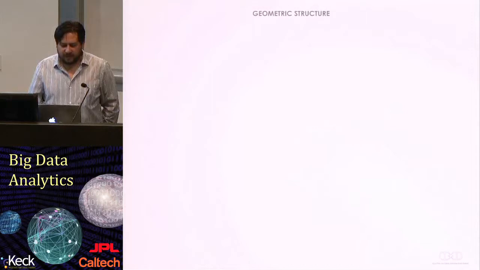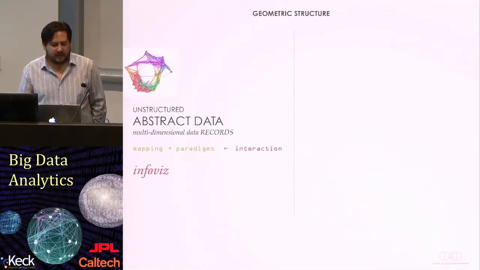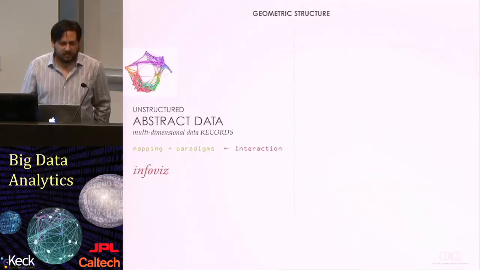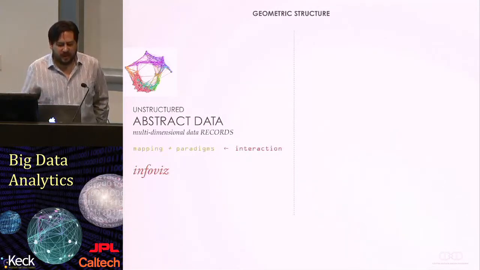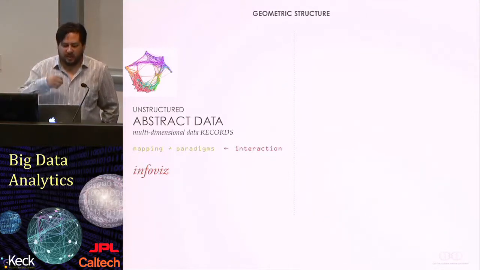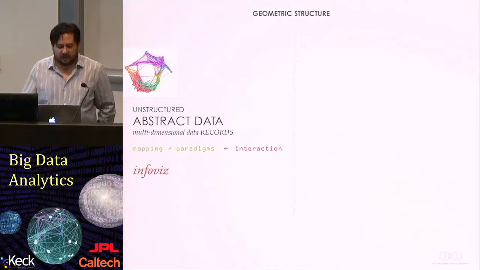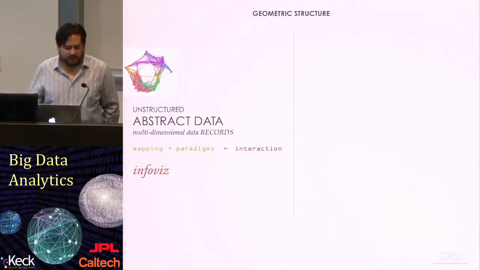So let me refine on that. We can say that data is either unstructured or abstract data when there's actually no basic physical position or dimensionality to your data. Think of it basically as a table of data. Once you have this kind of data, you have to figure out, okay, how am I going to map it to the screen? How am I going to create a visual representation of this, come up with a paradigm, and then interact with it? This area mostly falls out as what we call infovis.